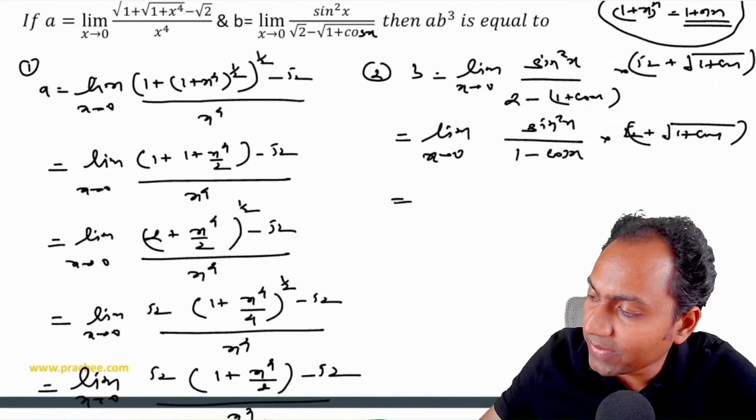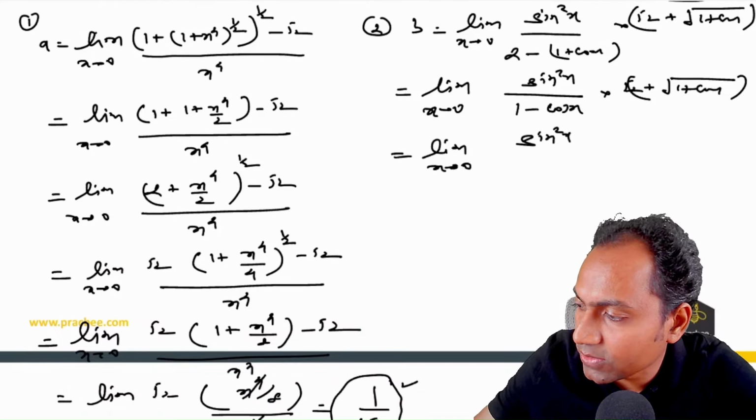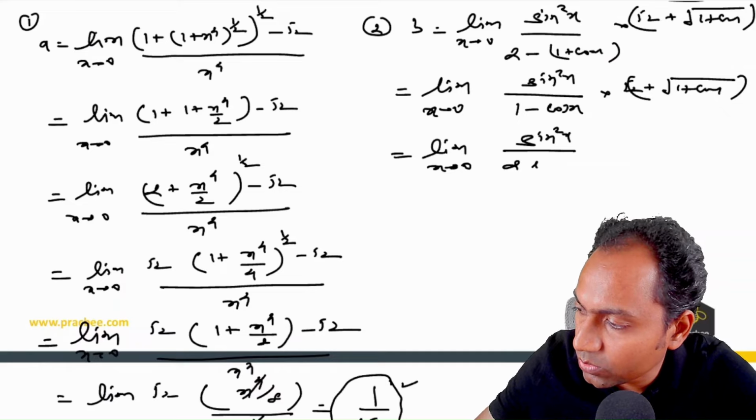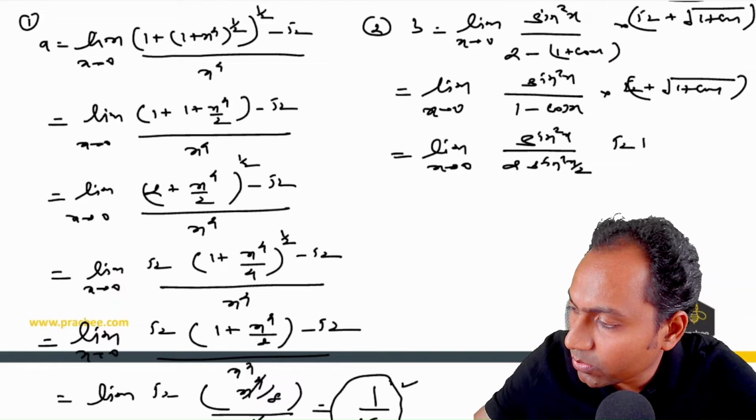And if I simplify this further, this becomes limit x tends to 0. You can see that this is sine square x, this part is fine. The denominator becomes nothing but 2 sine square x by 2. And this becomes nothing but root 2 plus root of 1 plus cos x.